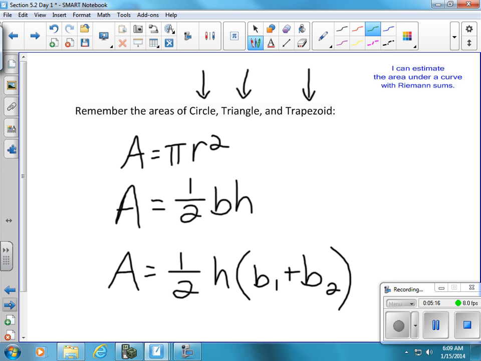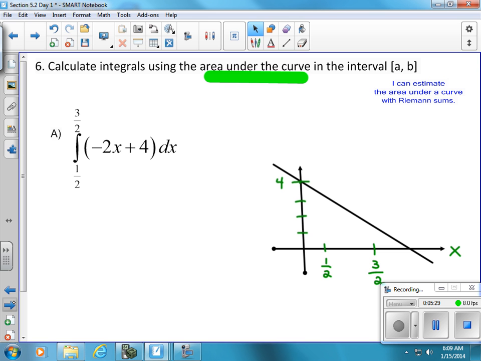In order to do the next few problems, because we are going to take areas under the curve and calculate using geometry, these are 3 equations you should know: circle, triangle, trapezoid, area. Know them? All right, so we are going to calculate integrals using the area under the curve, because that is what this means.